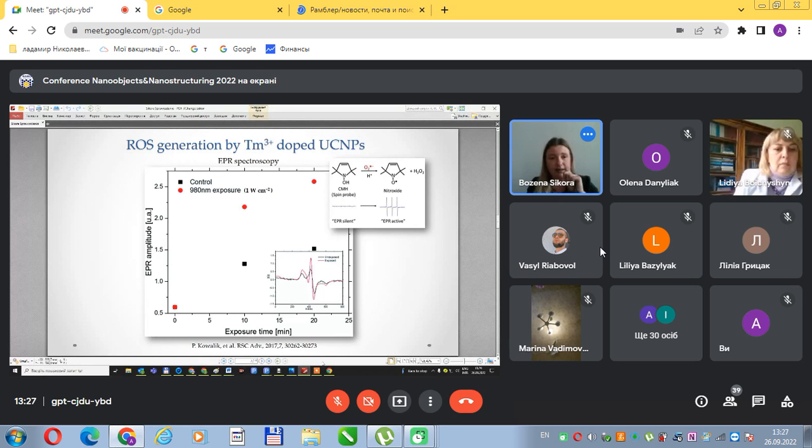But then we wanted to check if we have enough reactive oxygen species generation for destroying cancer.